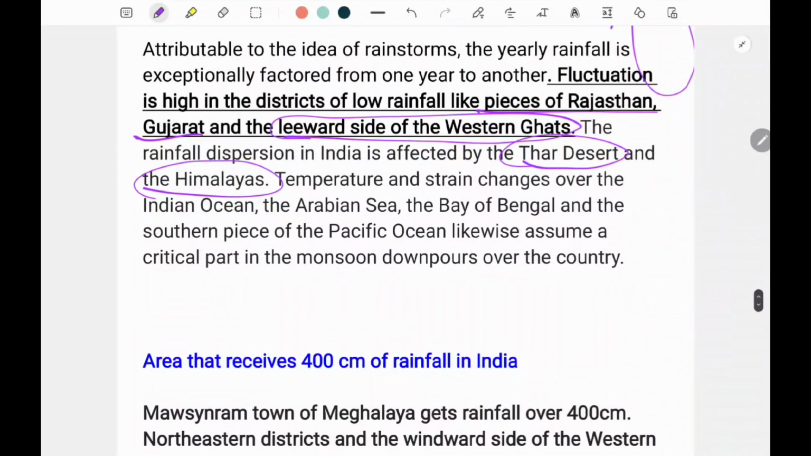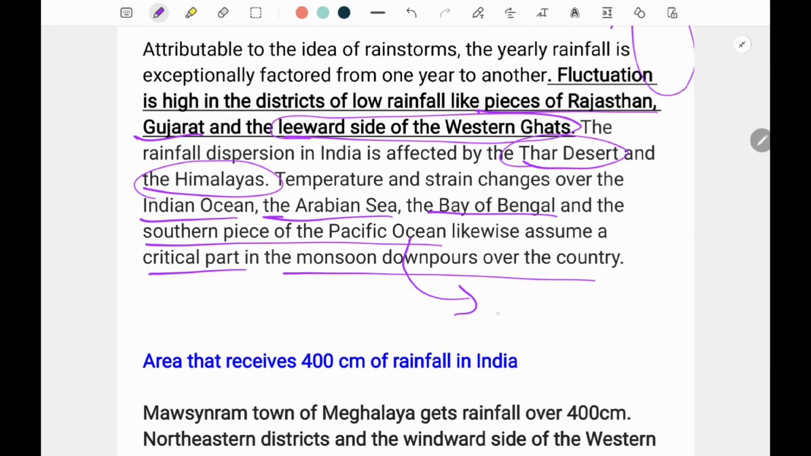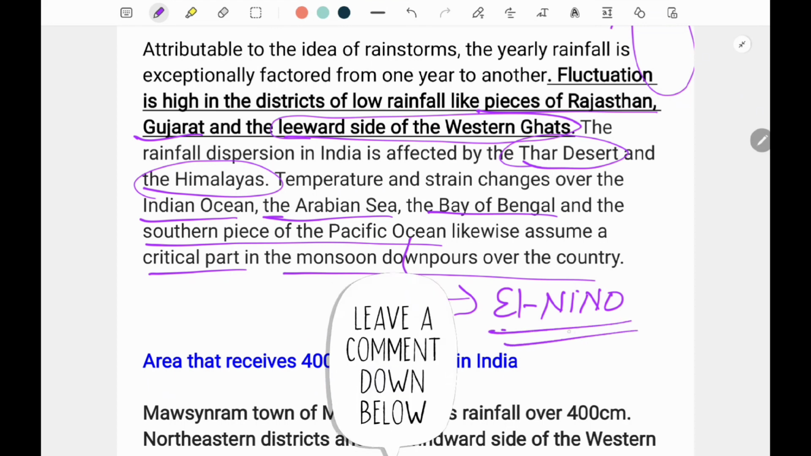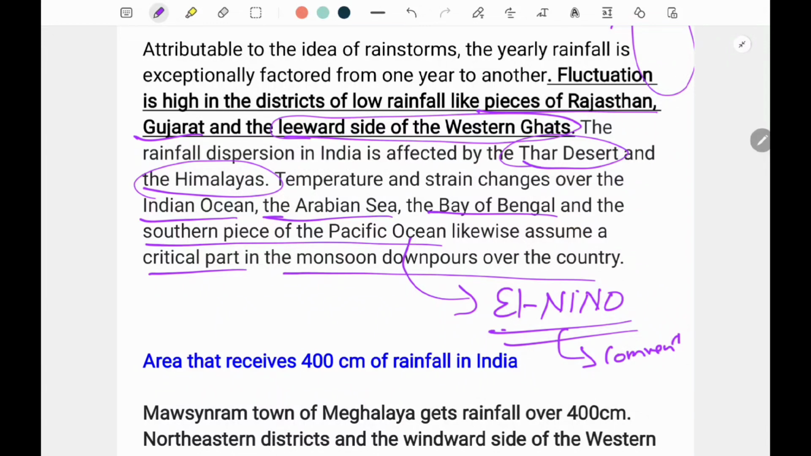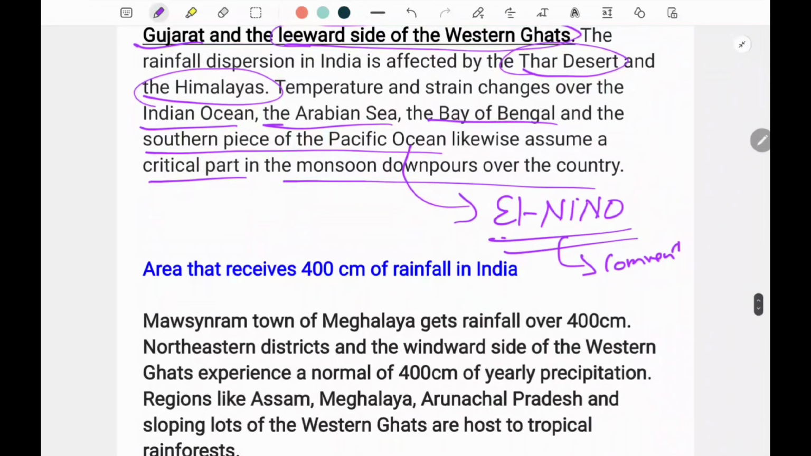Temperature and pressure changes over the Indian Ocean, Arabian Sea, Bay of Bengal and the southern part of the Pacific Ocean also play a critical role in the monsoon rains. So temperature, regarding Indian Ocean, Arabian Sea and Bay of Bengal, and one more event in the Pacific Ocean, that is called El Nino. Okay, if you want a video on El Nino, please tell in the comment section. So because of these reasons, we have a very unequal distribution of rainfall, or sometimes the variation is very high.